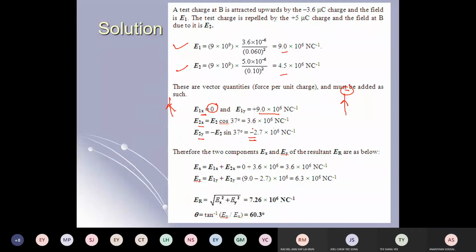We're going to subtract, so we get the total EX. EX is just the horizontal one. For EY, we add both, but finally it is minus because E2Y is negative. So we got these two. Then we use the Pythagoras theorem to get the result. And the angle also we can find. The angle is measured from the horizontal. If this is the net field, what is the angle from horizontal? We can find it by using the triangle of EX and EY.